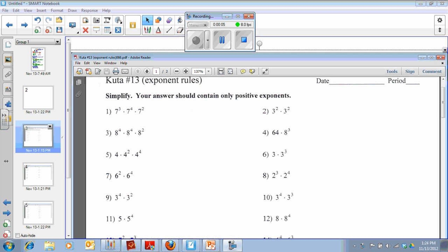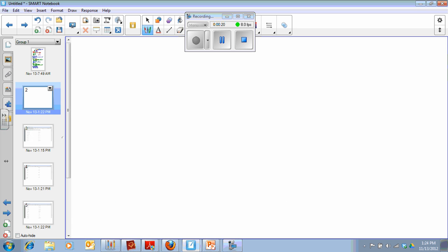This video goes with Kuta handout number 13, which deals with the exponent rules. So we're actually looking at the handout itself, but before we get to the handout, I think I want to go back and maybe just write down the rules so that the students have a cheat sheet to look at. So I'm over here and I just have a blank piece of paper and I want to write down the rules pertaining to exponents.